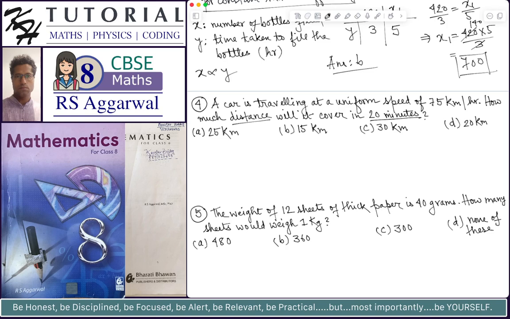Now, it is asking in 20 minutes how much distance the car will travel. Now, it has given the fact that the car is traveling at a uniform speed of 75 km per hour. That is, it is given that in 1 hour the car is traveling 75 km. This fact is given. A car is traveling at a uniform speed of 75 km per hour. How much distance will it cover in 20 minutes? Okay.